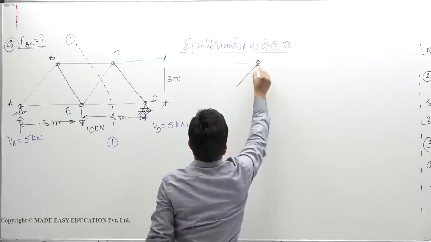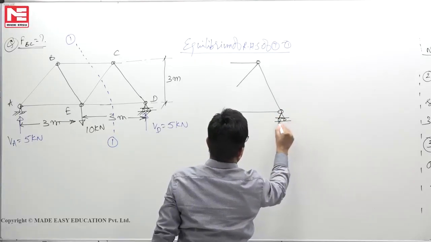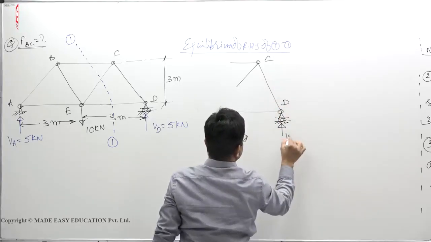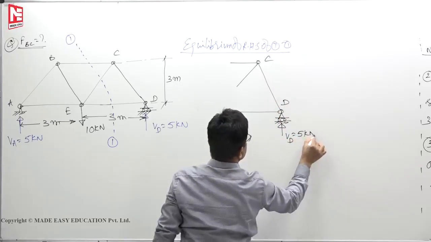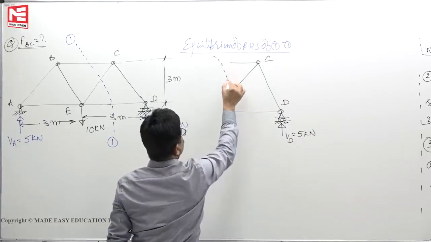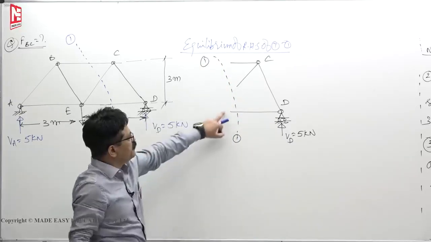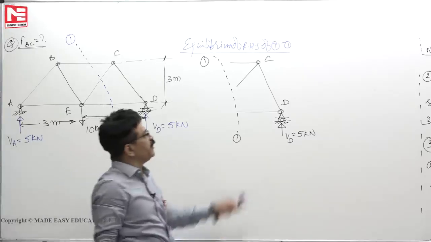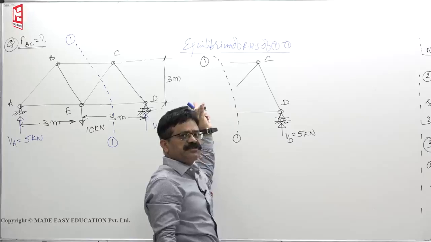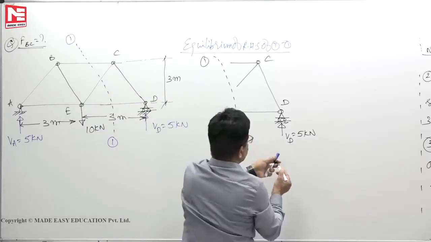Okay. This point is C, D, this is VD, it is 5 kilonewton. Now, this is the free body diagram of RHS of 1-1. This RHS of 1-1 looks something like this. Now, free body diagram means it is the diagram of a body on which what others are doing you have to show. So, what these 3 members will do on these 3 members you have to show here.